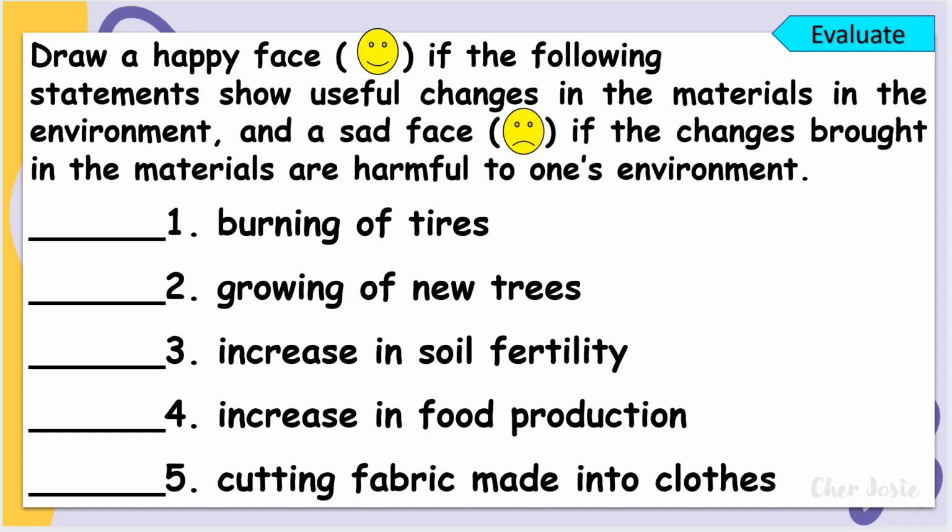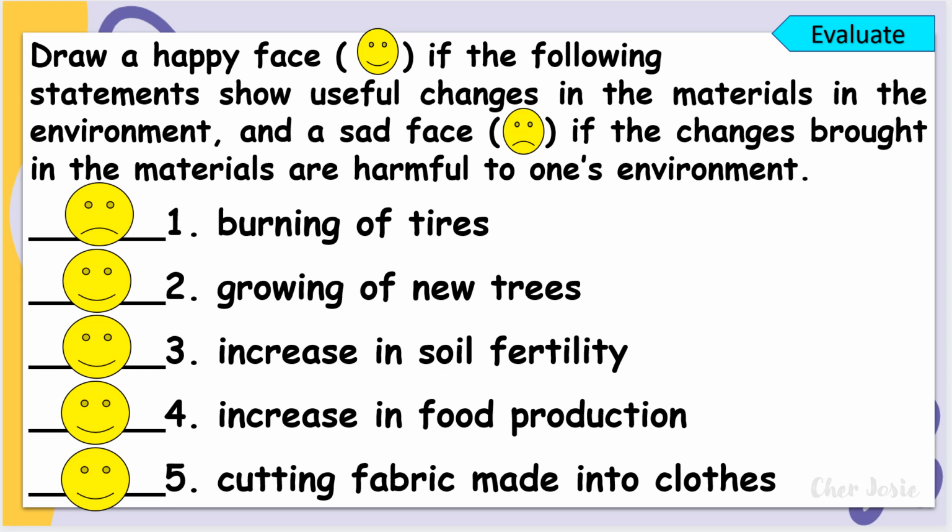Let's check your answers. For number 1, burning of tires, it is a sad face. Of course, it is a harmful effect to one's environment. Number 2, growing of new trees, it is a happy face, useful. Number 3, increase in soil fertility. Okay, it is also a happy face. Number 4, increase in food production. It is also a happy face. And number 5, cutting fabric made into clothes. Okay, it is also a happy face. Good job, kids. I do hope you got a perfect score.